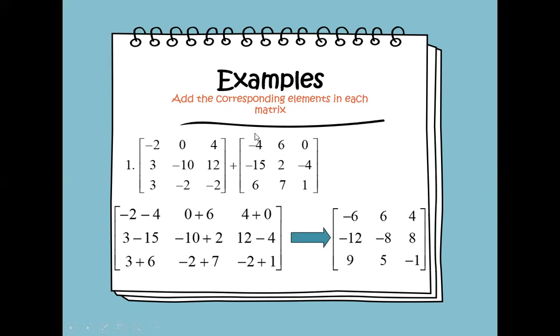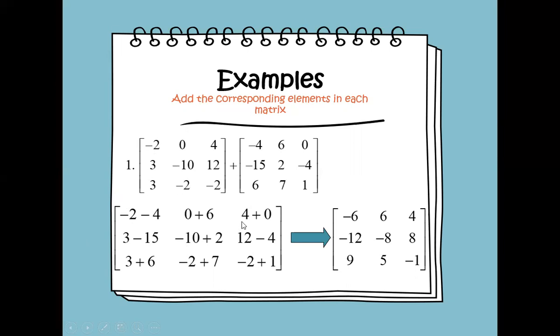So we need to add the corresponding elements in each matrix. So here, -2, the corresponding element of it is -4. Same as 0, the corresponding element is 6. 4, the corresponding element is 0. So -2 plus -4, plus with minus will be equal to minus, so we'll put it as minus directly. Here, 0 plus 6, 4 plus 0, take each element together. 3 plus minus, it will be equal to -15.